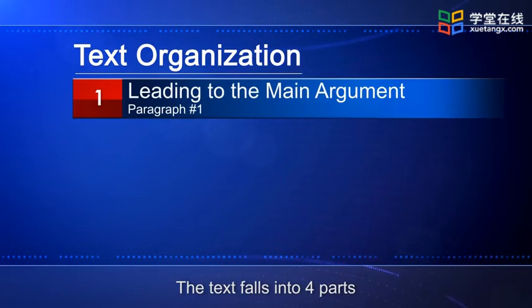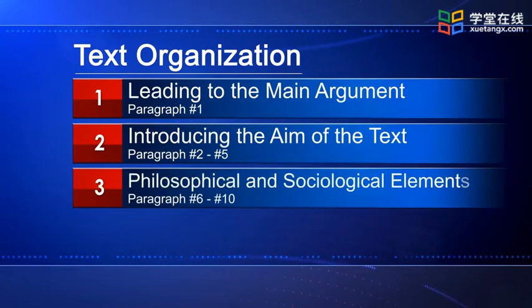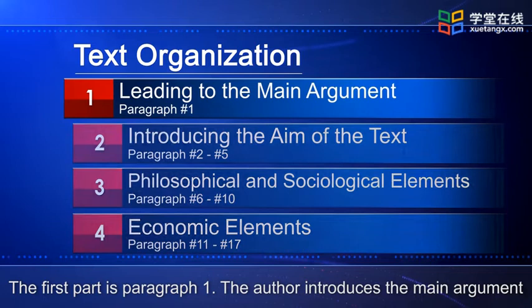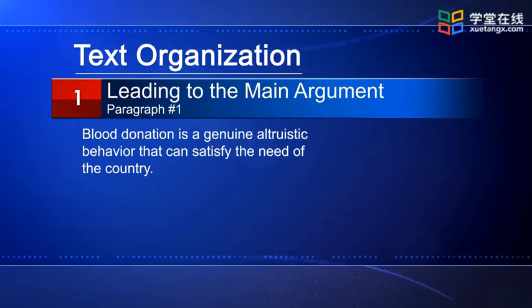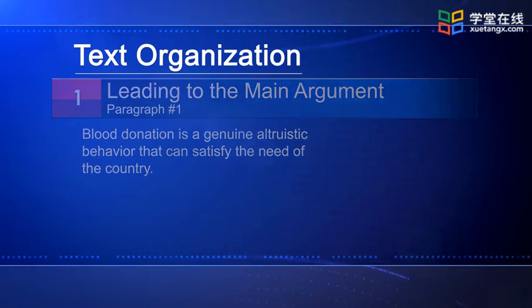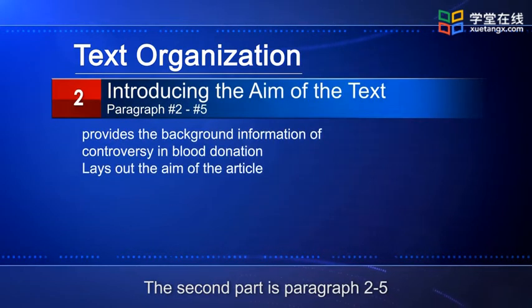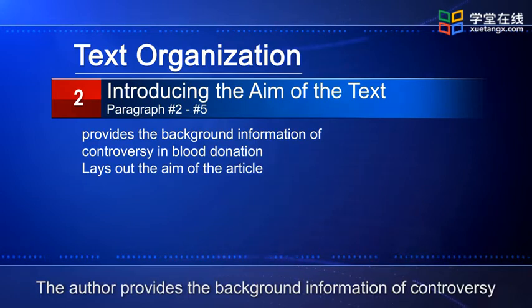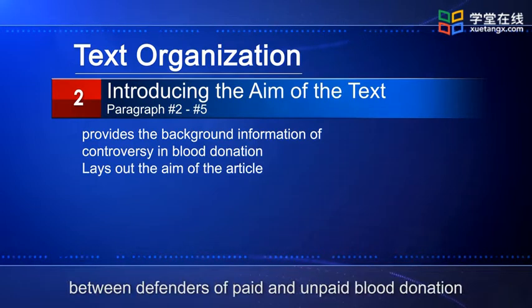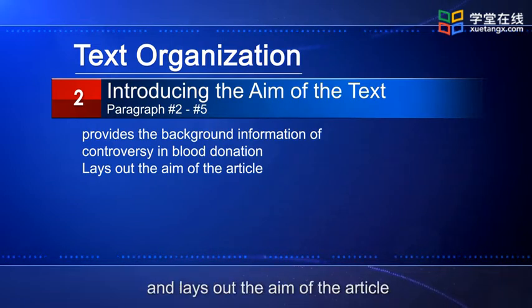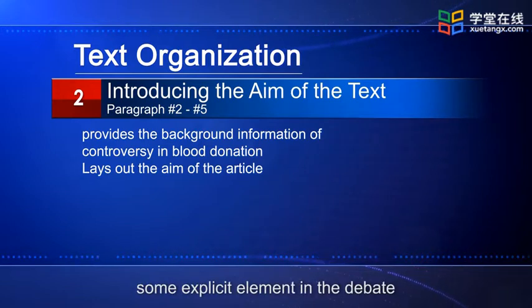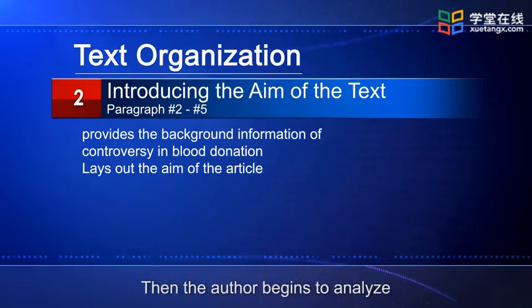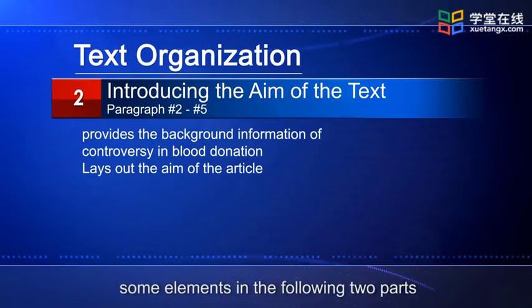The text falls into 4 parts. The first part is paragraph 1. The author introduces the main argument. Blood donation is a genuine altruistic behavior that can satisfy the need of the country. The second part is paragraph 2 to 5. The author provides the background information of the controversy between defenders of paid and unpaid blood donation and lays out the aim of the article. The aim is to make readers understand some explicit elements in the debate. Then the author begins to analyze some elements in the following 2 parts.